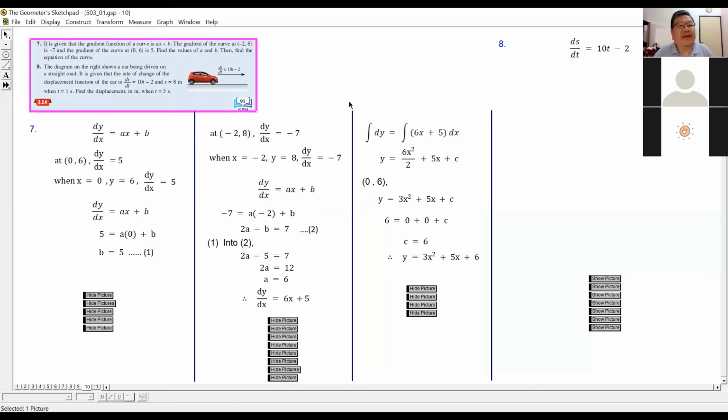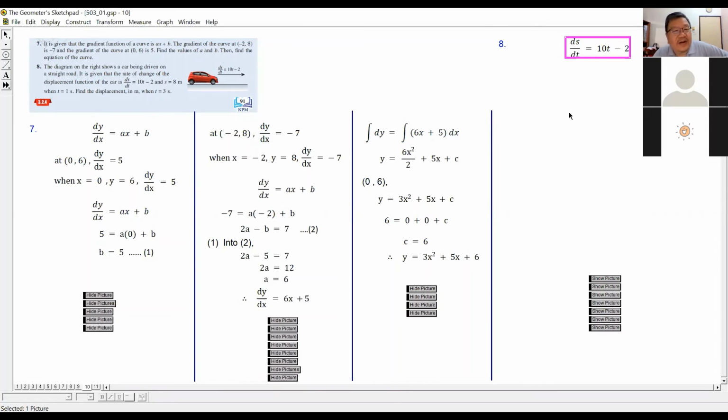Okay. Someone please read question number 8. The diagram on the right shows a car being driven on a straight road. It is given that the rate of change of the displacement function of the car is ds over dt equal to 10t minus 2 and s equal to 8 meter when t equal to 1 second. Find the displacement in meter when t equal to 3 seconds.